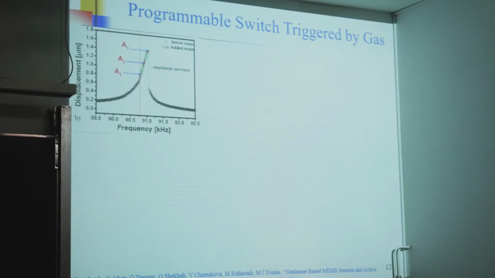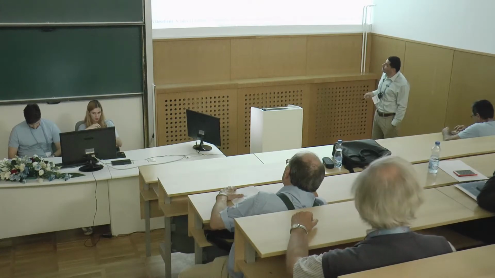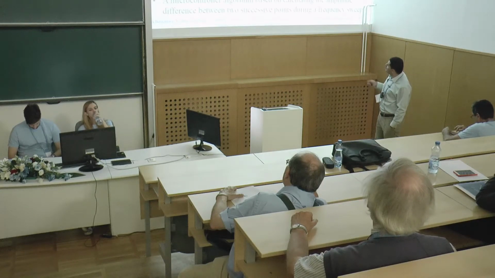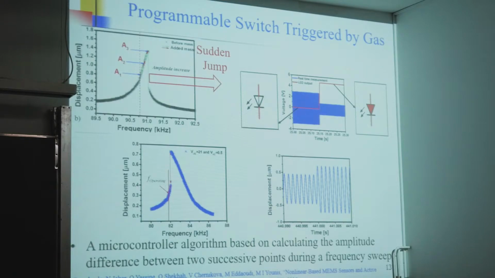But for that, I need an algorithm and a microcontroller, of course, because I need to always watch the amplitude and record the sudden change in amplitude between this point and this point. So essentially, this is what we did in this part of the research, and this is the jump down switch, and this is the jump up switch. With the use of a microcontroller and an algorithm, you can watch the drop of the amplitude, and then you can have an LED or something to indicate that the amount of caught mass exceeded a certain threshold.